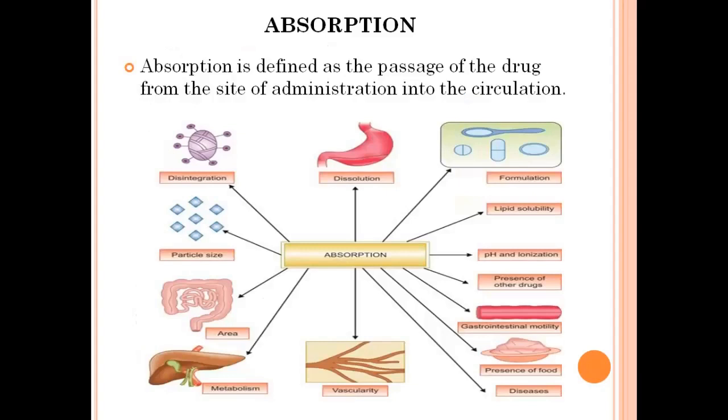Next, we see about absorption. Absorption is defined as the passage of the drug from the site of administration into the circulation. There are various factors which affect the absorption of the drugs, such as disintegration, particle size, the area of the drug, the metabolism, the vascularity, the dissolution, the formulation, lipid solubility, pH and ionization, presence of other drugs, gastrointestinal motility, presence of food and diseases. Remember students, this is a very important topic. What are the factors affecting the absorption of the drug? Now we will see one by one.